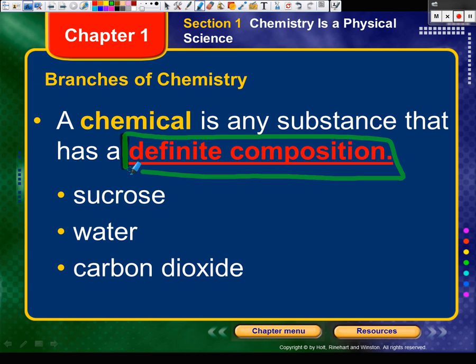Does anybody know what sucrose is? Anybody? It's sugar. Let's see where my super nerds are. Does anybody know what the chemical formula of sucrose is? I'll give you the first letter. It's C something. C12H22O11. That is the chemical formula for sucrose. If you change one of those numbers, is it sucrose anymore? Nope. That's what it means by definite composition. If you change the carbon to silicon, is it sucrose anymore? No. Okay. It's got to be that. That's what it means by definite composition.